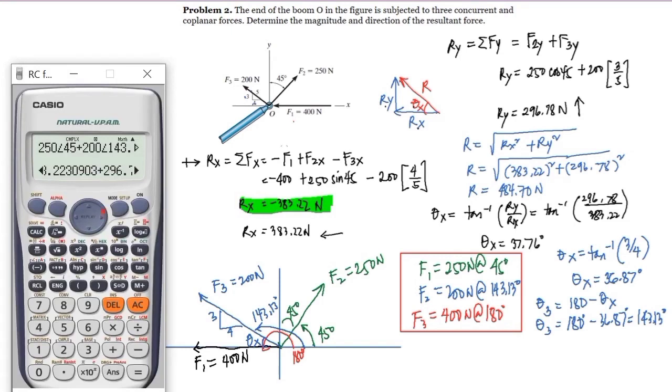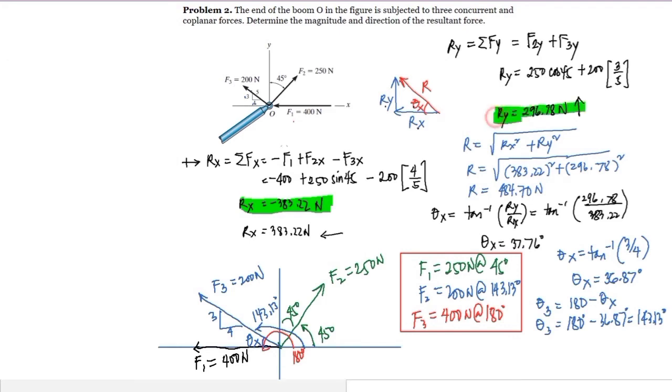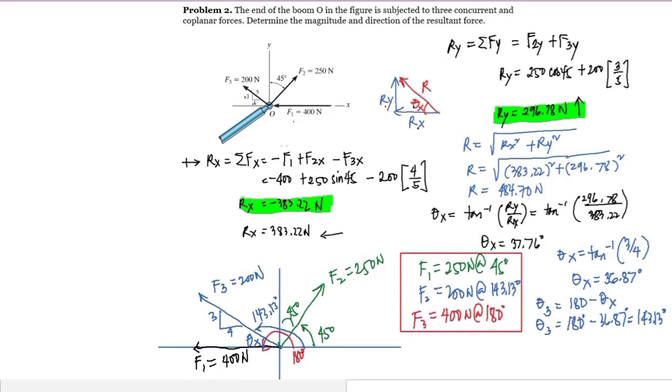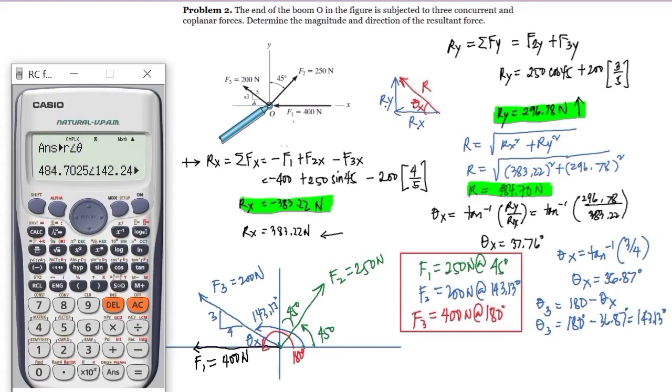And for the y component, we have 296.78. So we have here 296.78. And for the resultant, we have to press shift and then complex. And titik natin into polar coordinate 3. And we have the resultant for 84.7. So resultant is 484.7. Ito yung sagot natin. And for the direction, we have here 142.24.